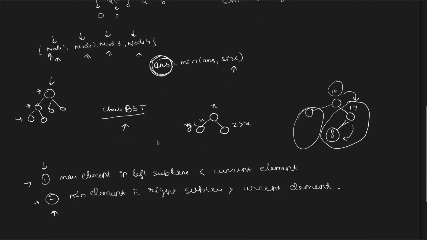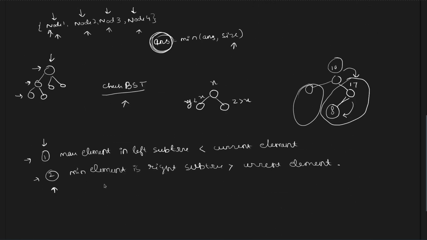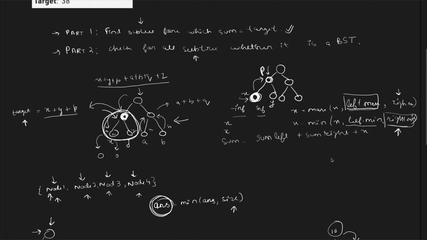And again, I have to check these two conditions: what is the minimum value and what is the maximum value, right? So for every node, I am calculating two values: what is the minimum value for this particular node and what is the maximum value from this particular node. So when I'm saying the maximum and the minimum values for the current node, that means what is the maximum value present in the subtree of this node and what is the minimum value that is present in the subtree of this node, right?